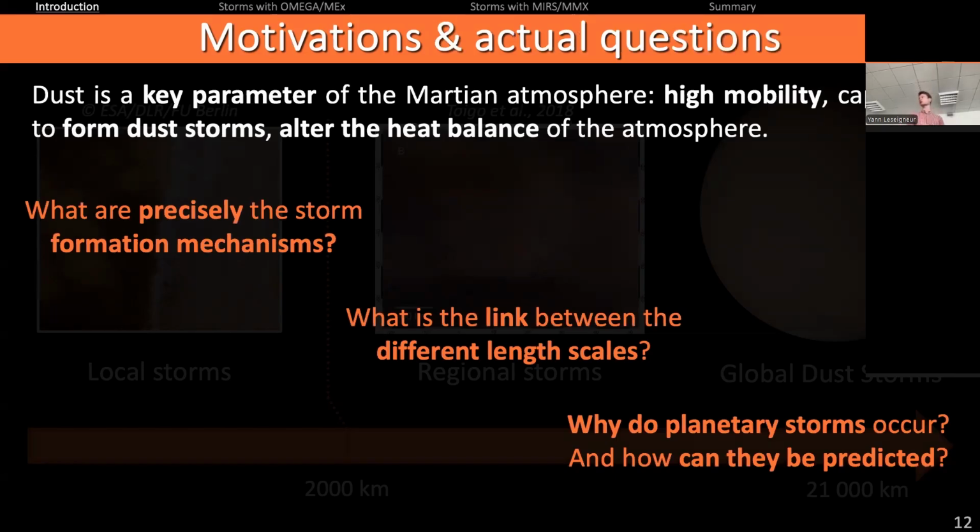So here are some current questions about these dust storms. What are precisely the storm formation mechanisms, and how can they form? How do dust storms grow from local scale to regional scale, and how can they reach the planetary scale of global dust storms? That leads to the second question: what is the link between all these length scales? And the biggest question is, why do we have these planetary dust storms, and how can we predict them?